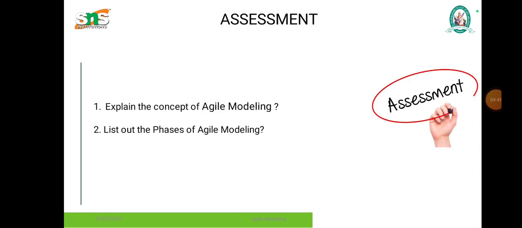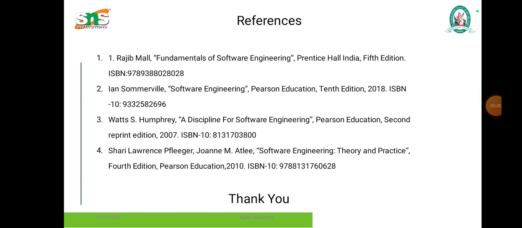And next is the assessment. There are two assessments. The first one is to explain the concept of Agile modeling, and the second one is to list out the phases of Agile modeling. So these are the references.